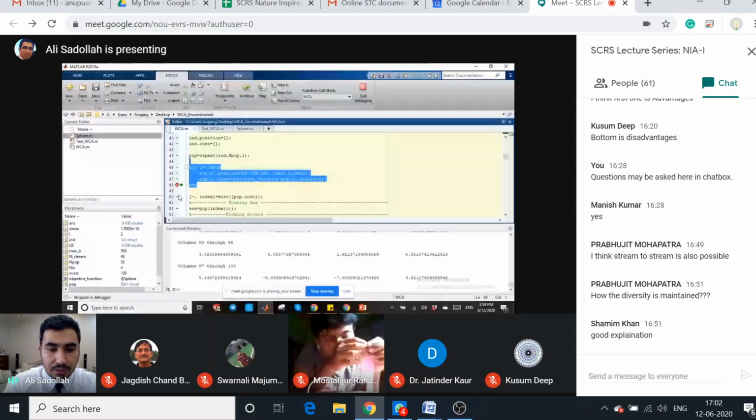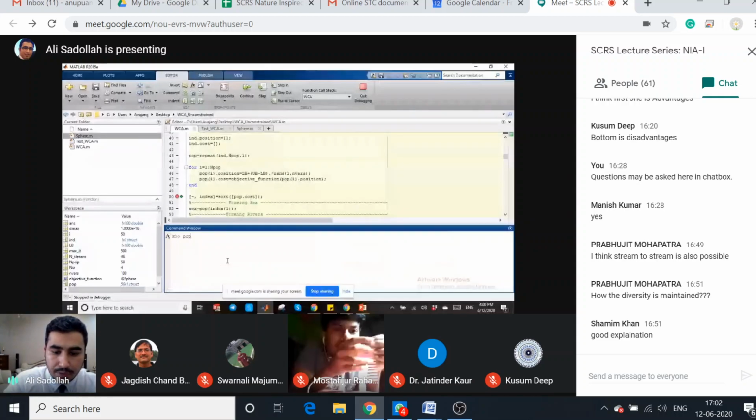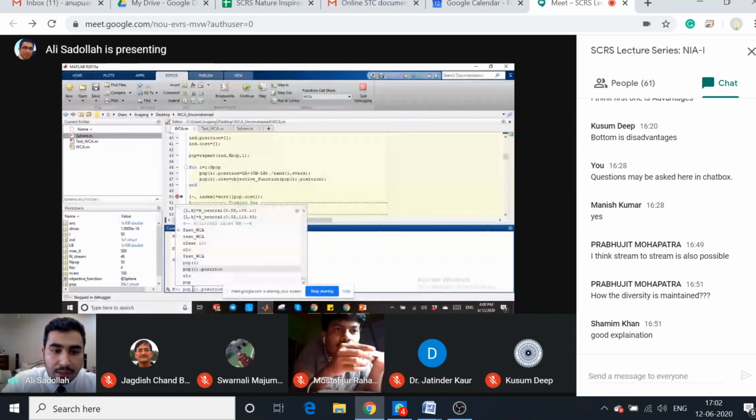For example, clc, what is the pop? Pop is a structure, 50 times 1, with cost. So any position you can find. For example, pop 13. So pop 13 is like this. The cost is this. The position is like this. And then we go forward.